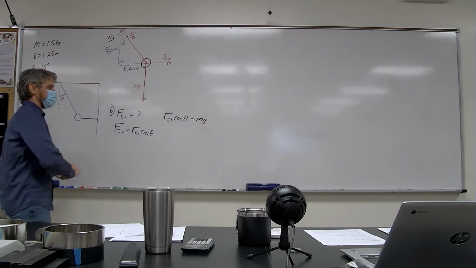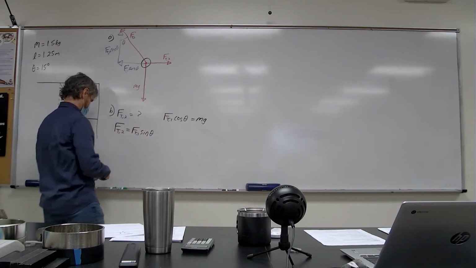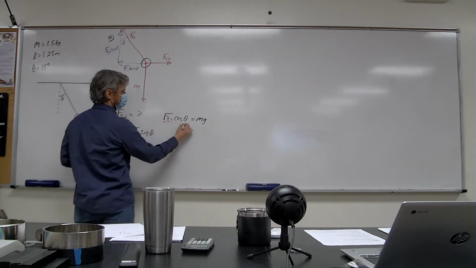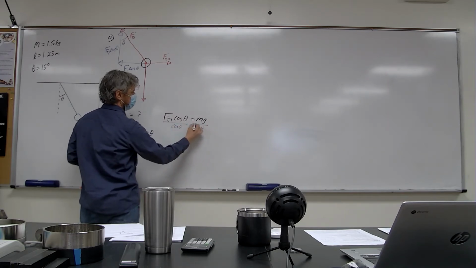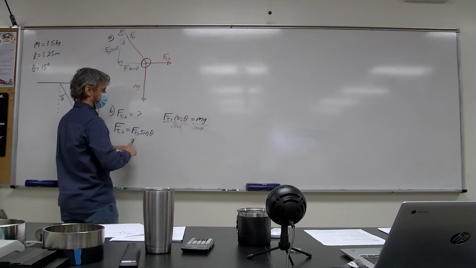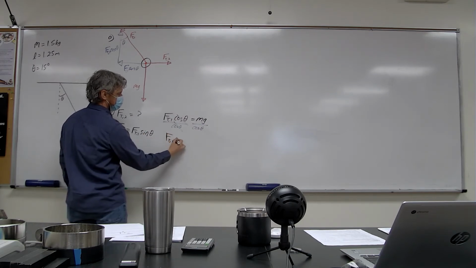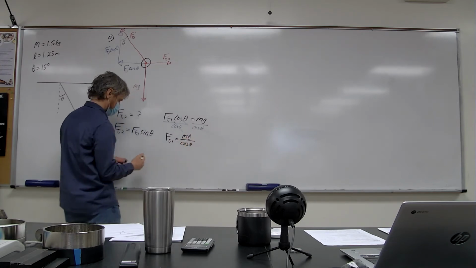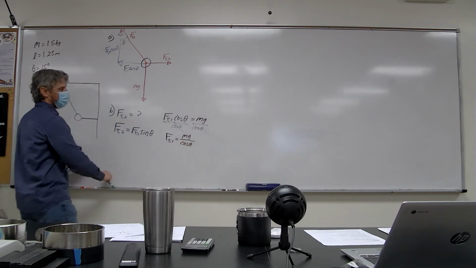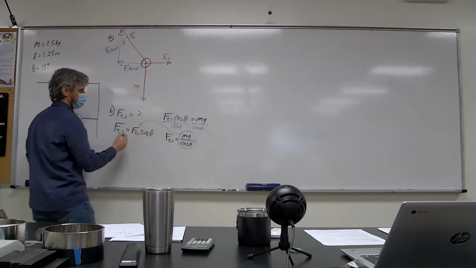And then I can solve this for FT1 and then just plug in my result here. So here I just divide both sides by cosine of the angle theta. And I get that FT1, the actual expression for the actual tension, is the weight mg divided by the cosine of the angle. Which I can then take and plug in for FT1 over here.